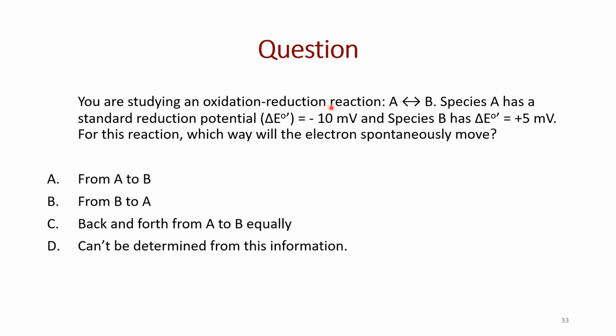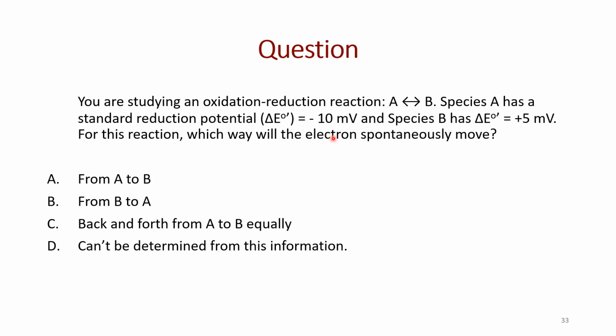Here you're studying an oxidation reduction reaction. A goes to B. Species A has a standard reduction potential of negative 10 millivolts. Species B has a standard reduction potential of positive 5 millivolts. For this reaction, which way will the electron spontaneously move?